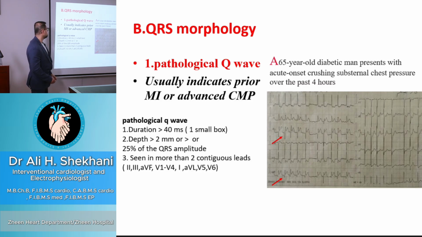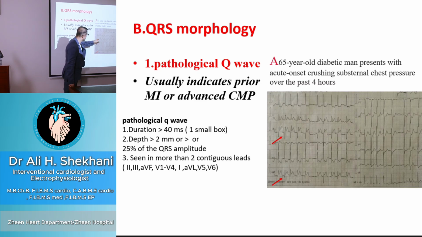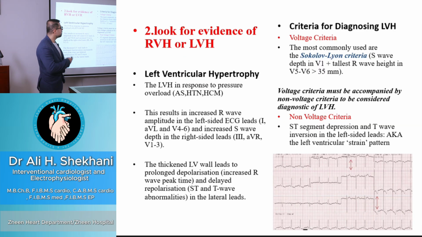What is the definition of a pathological Q wave? It should be more than 40 milliseconds wide and more than 2 millimeters deep, as in here, or simply if it is more than 25% of the QRS length.